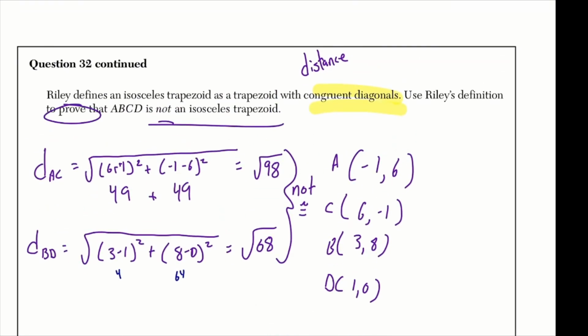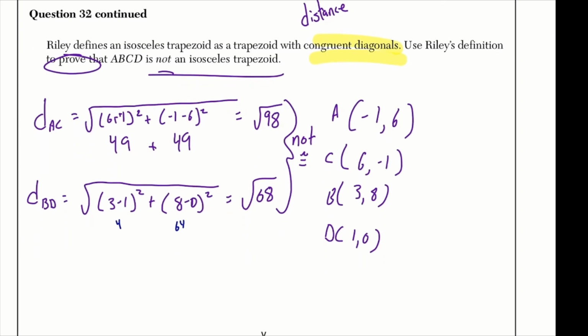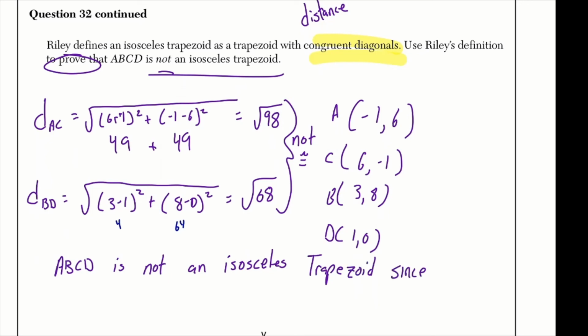But because this is a question that does use this word prove, make sure we write a statement to justify the mathematics that we have just done, which is going to be: ABCD is not an isosceles trapezoid since diagonals are not congruent.